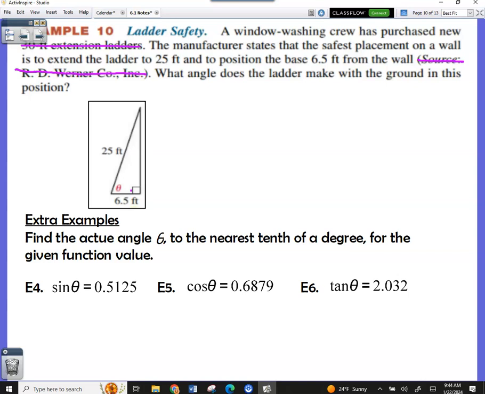25 feet would be the ladder, and it says to position the base of the ladder 6.5 feet from the wall. Well, here's the wall, so I would measure out 6.5 feet. So that would tell me this is clearly 6.5 down here. Then it says, what angle does the ladder make with the ground? This angle, the ground's down here, the ladder is the hypotenuse, so this is the angle they're asking for. This is a basic solving for the missing angle of a right triangle problem.